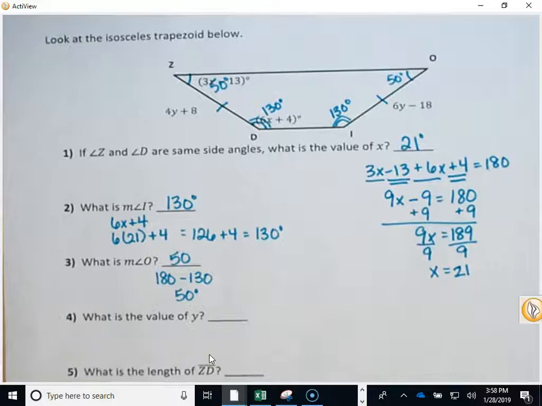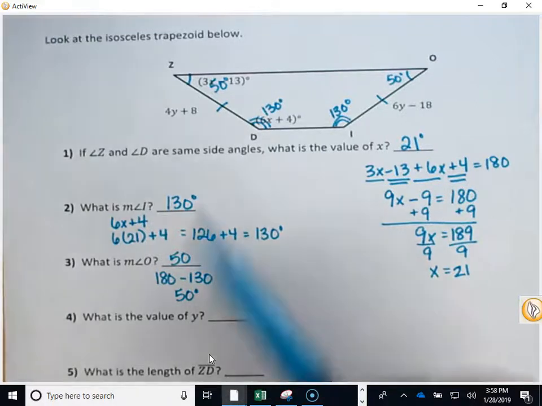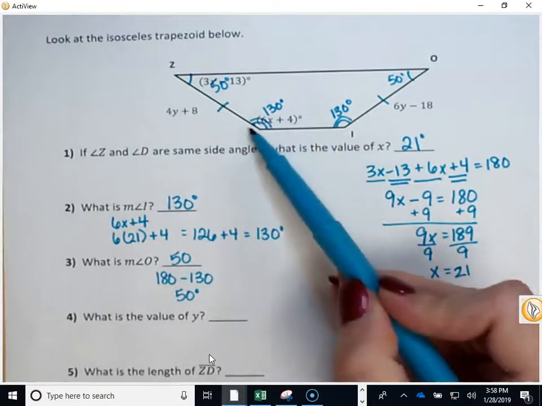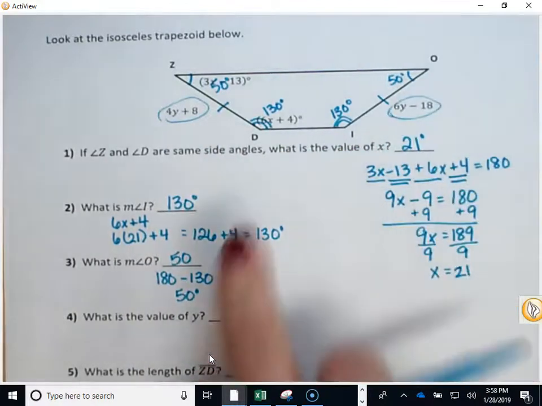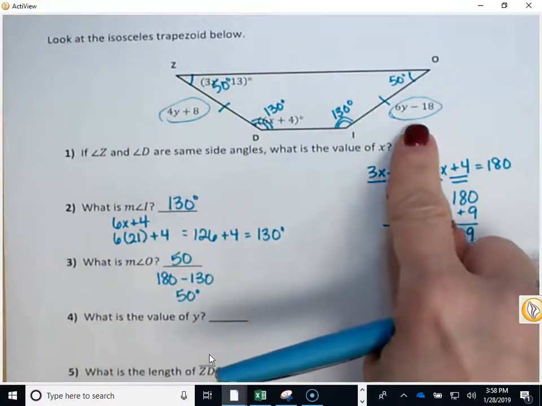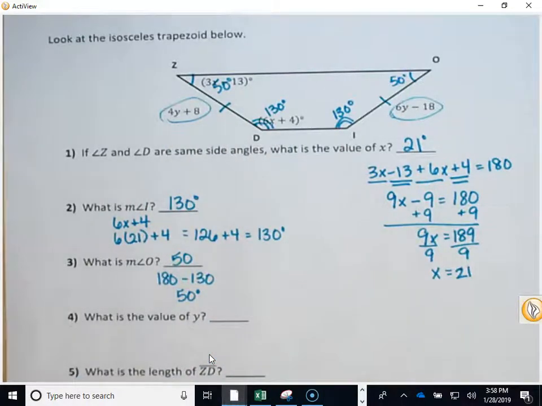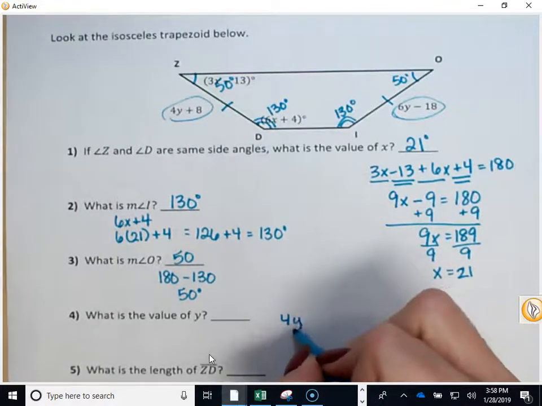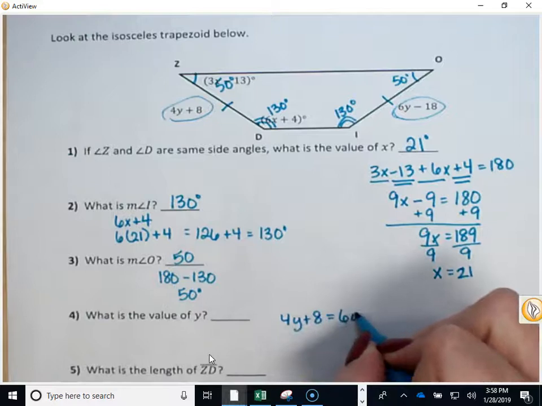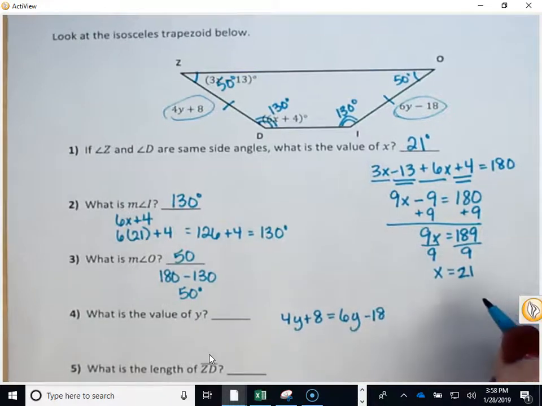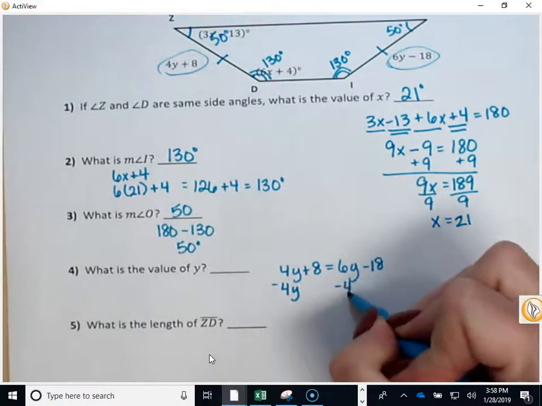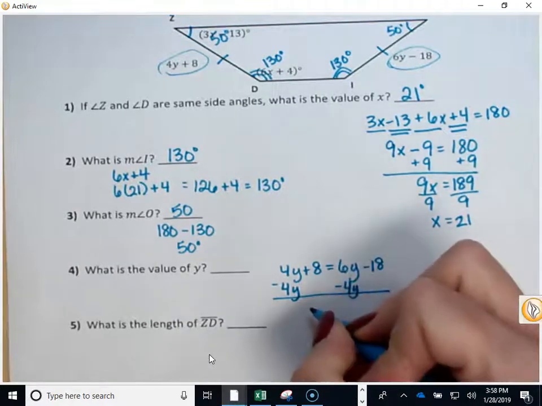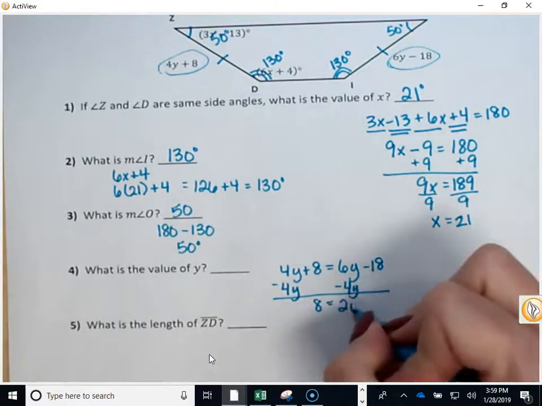Now they're asking, what's the value of y? Well, notice we know this leg is equal to this leg, and they have representations for those sides here. So we've got 4y plus 8, and we've got 6y minus 18. What we know about those two legs is that they are equal. So that's what I do: I set those two expressions equal to each other. So 4y plus 8 equals 6y minus 18. And then just work towards getting my y's all on one side. So I'm going to subtract 4y from both sides. You could have subtracted 6y from both sides, it'll still work. So we get 8 equals 2y minus 18.